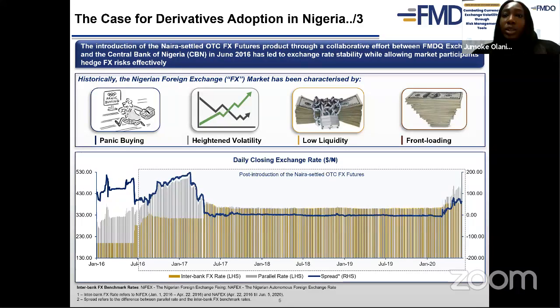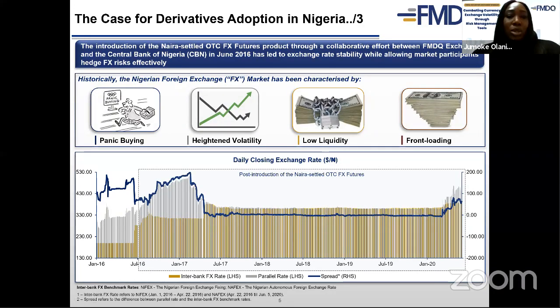Liquidity was low. And of course, we had what we call front loading as a result of the uncertainty in the liquidity in the market. Participants in the market obviously were looking to buy their needs for foreign exchange much earlier than they typically would have needed to purchase that foreign exchange.